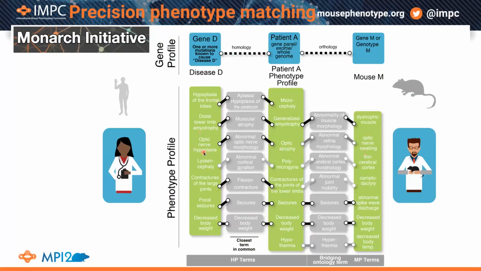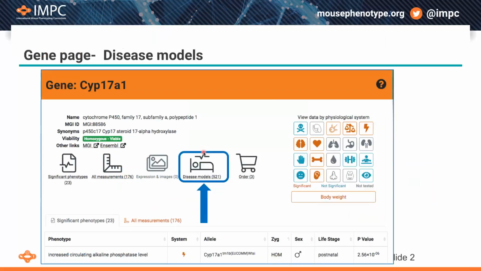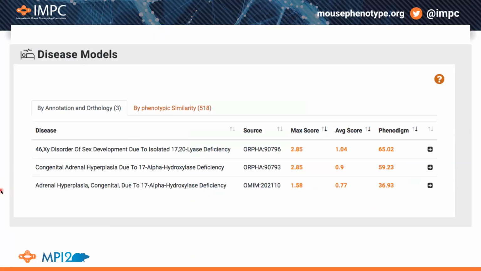There are several publications in the space if you're interested in the math on that. So what we do is we push all our phenotypes to Damien and the Monarch Initiative, and ask them to look at how our models match up with human disease populations. If you go to a gene and hit the disease model button, you'll jump down to this little table. We have two tabs, and we default on by annotation.